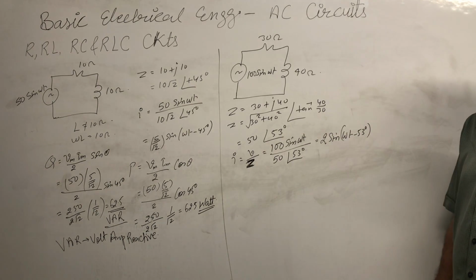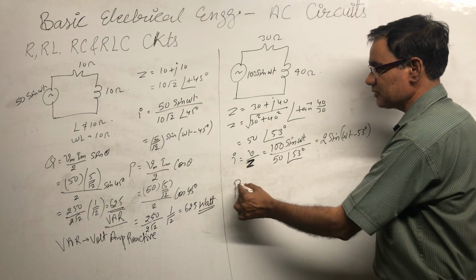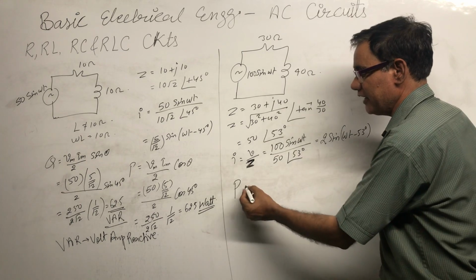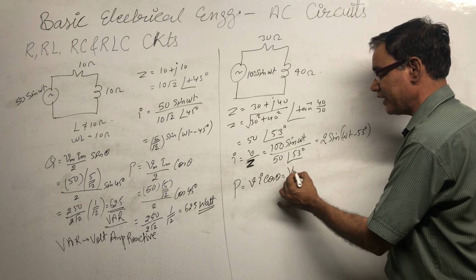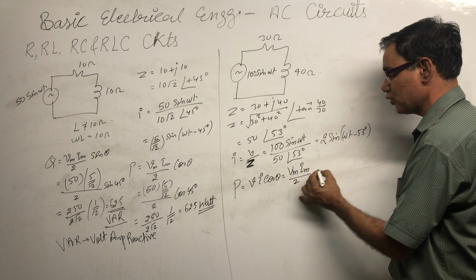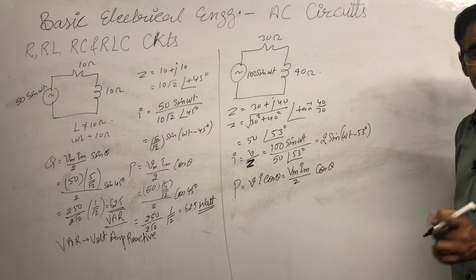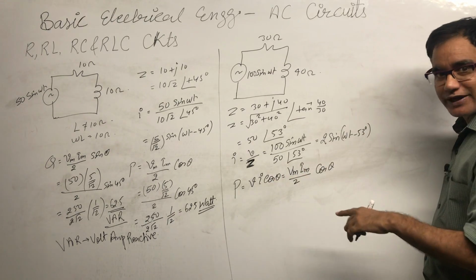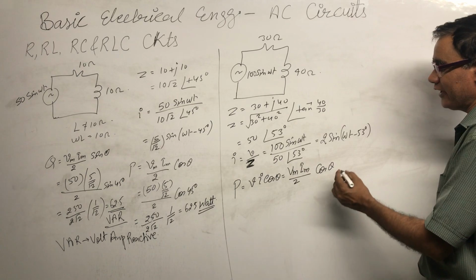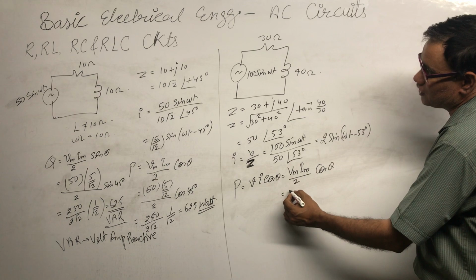This is the current and this is the voltage. Then what do we want to calculate? The real power, reactive power and the apparent power. The real power is P, that is VI cos theta. It is equal to Vm Im by 2 cos theta, where V and I are RMS values, that is maximum divided by root 2. So it is equal to Vm. How much is Vm? Vm is 100.